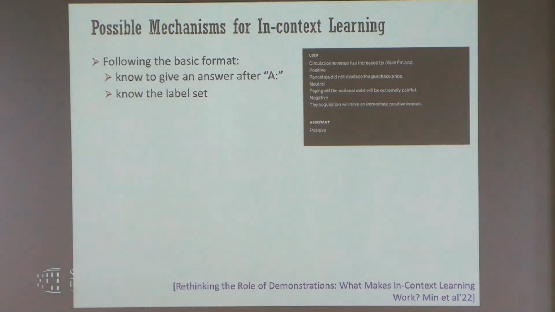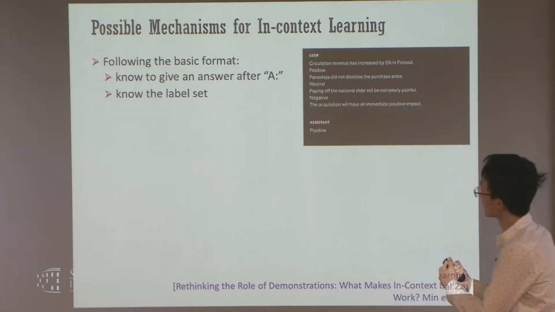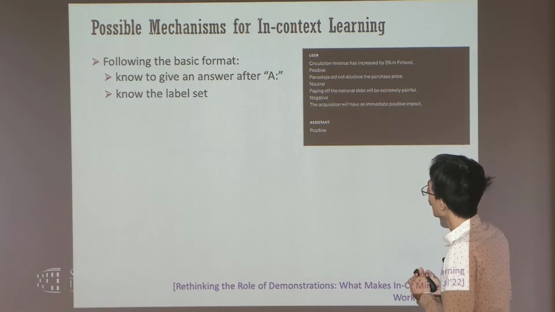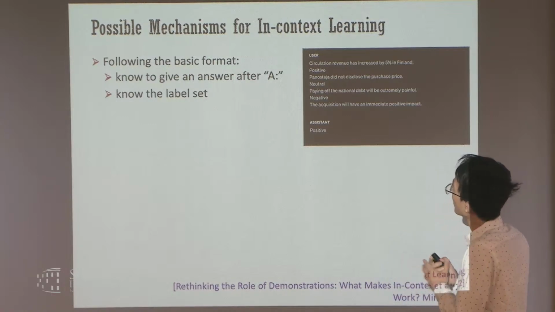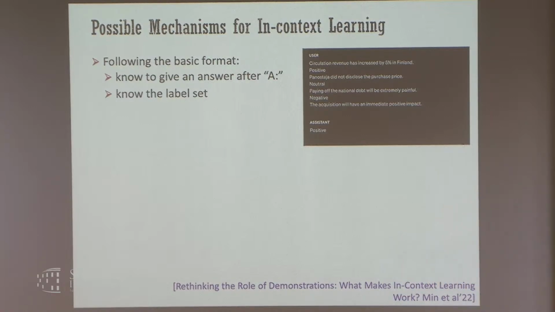And there are some possible mechanisms. I'm trying to do a taxonomy or some kind of categorization of 2 different types of learning you can think of here. And this is originally discussed in this paper, a very nice paper about what in-context learning is and how it's actually working.